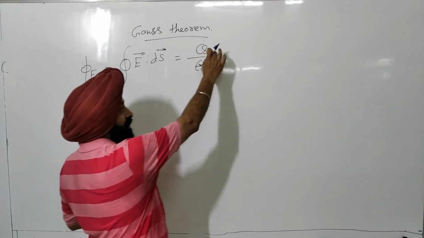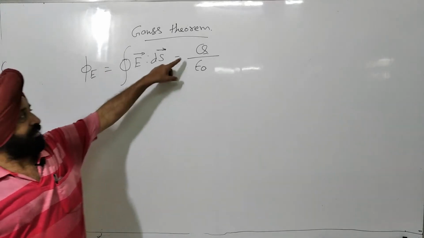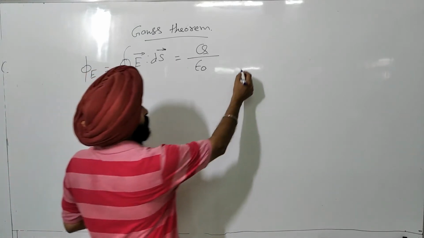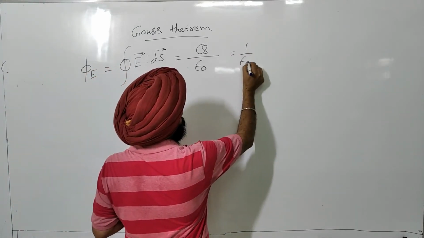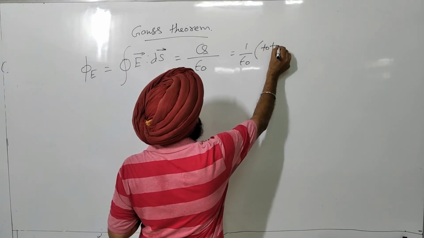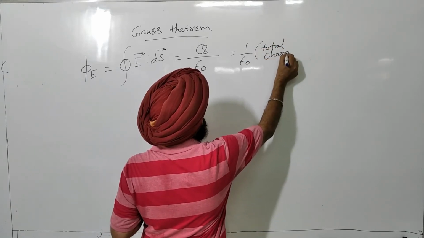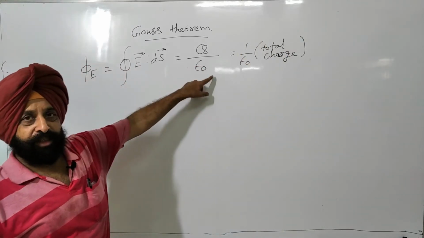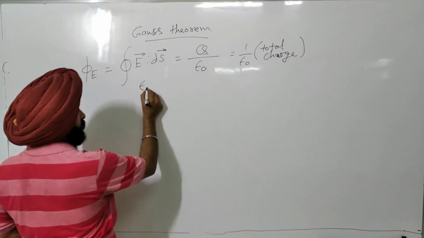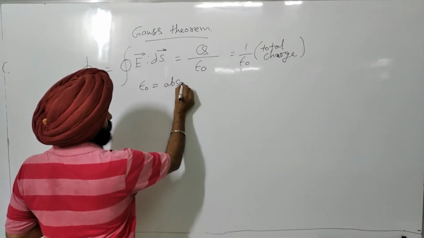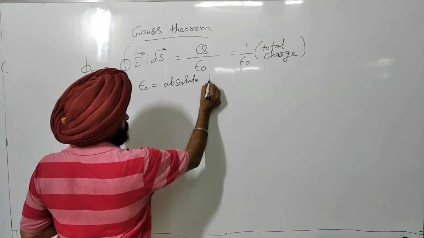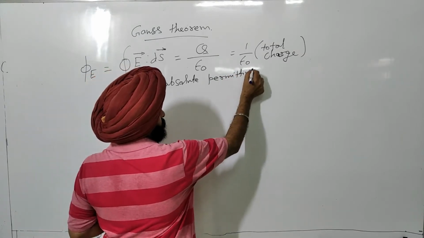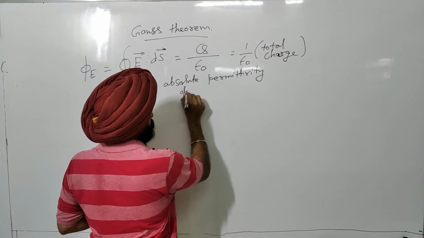So q is the algebraic sum of the charges enclosed in the surface, divided by epsilon 0 of the total charge. One over epsilon 0 is the absolute permittivity of the free space, or vacuum.